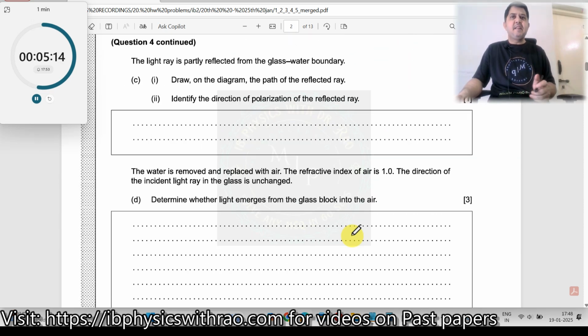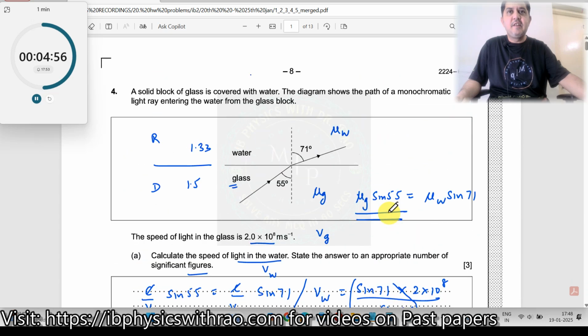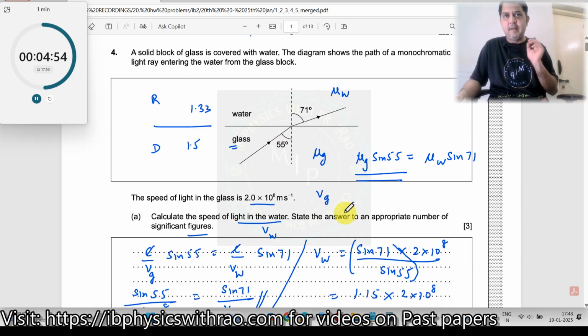The light ray is partly reflected from the glass water boundary. Draw on the diagram the path of the reflected ray, and identify the direction of polarization of the reflected ray. This particular part is not there in your syllabus. Okay. So anyway, we will start with this one here. Draw on the diagram the path of the reflected ray. What is the reflected ray here? How do I draw the reflected ray? Okay. So it says partially reflected. When you say reflected ray, that means the angle of incidence should be equal to the angle of reflection.